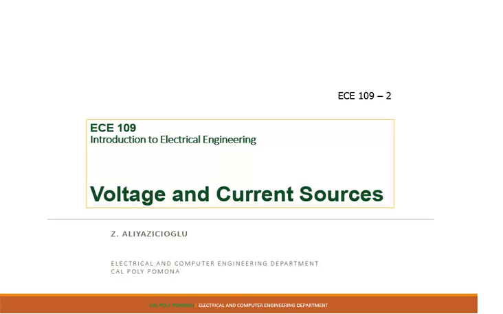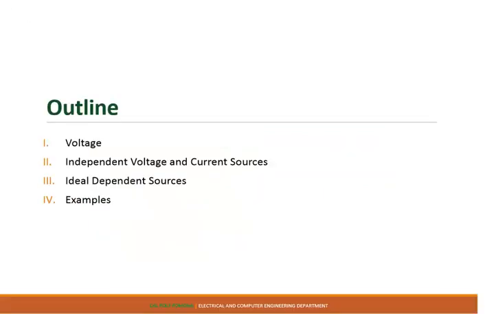Hi, this is ECE109 Introduction to Electrical Engineering, Lecture Note 2. In this section, we're going to focus on voltage and current sources. Basically, the outline: what is voltage, how we can define the independent voltage and current sources. Then we talk about the ideal dependent sources, current or voltage again. Then we give you some examples.